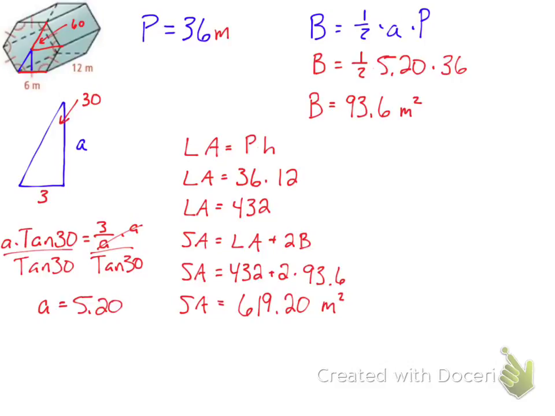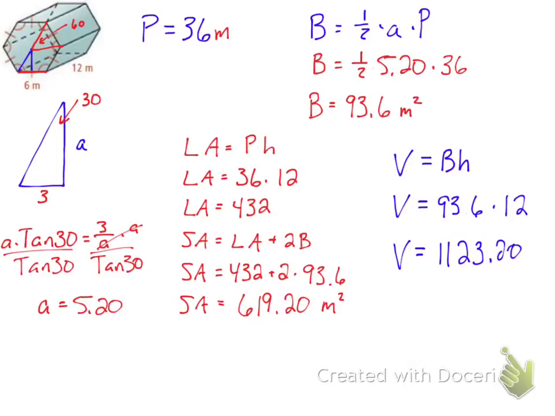And then the last thing is to find my volume, which is the area of my base times my height. Area of my base is 93.6, and the height again is 12. So that gives me my volume is equal to 1,123.20, and again these are cubic meters. So we're talking about volume.